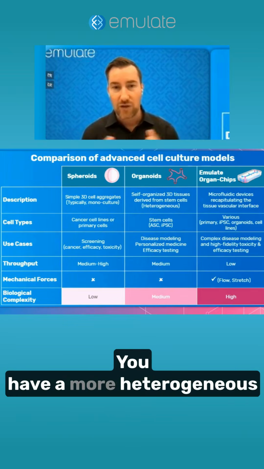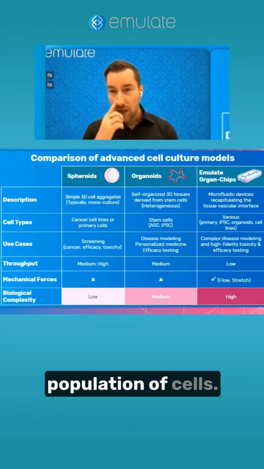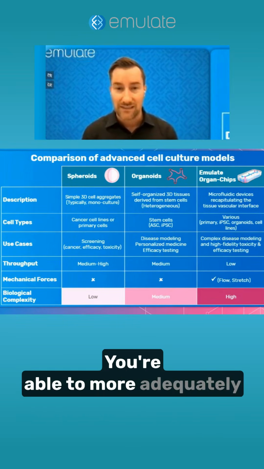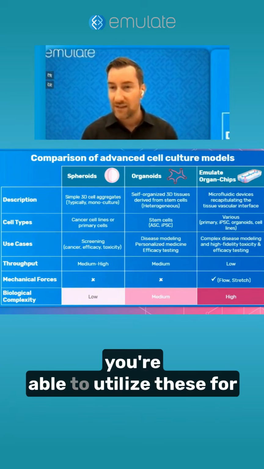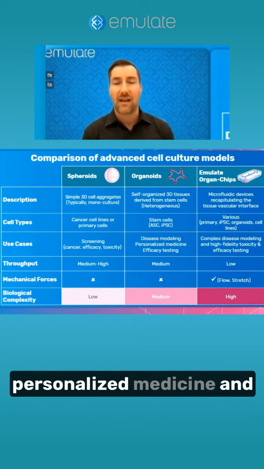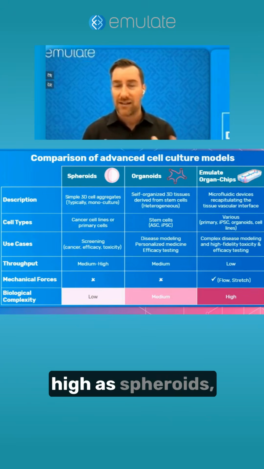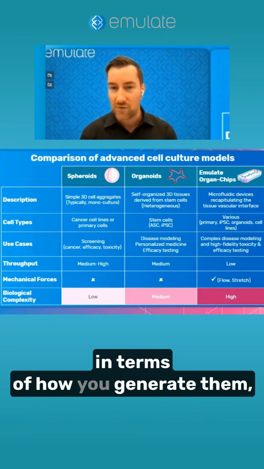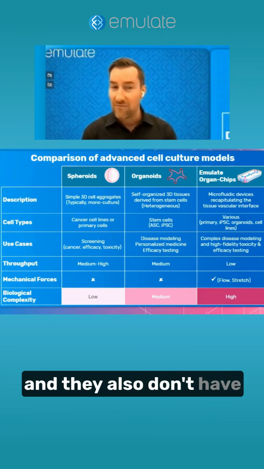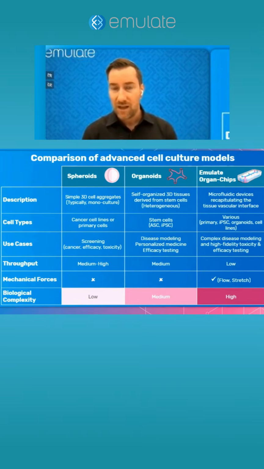Organoids are a step up. You have a more heterogeneous population of cells. You're able to more adequately model disease. You're able to utilize these for personalized medicine and efficacy testing. The throughput isn't as high as spheroids, as they're a little bit more variable in terms of how you generate them. And they also don't have mechanical forces.